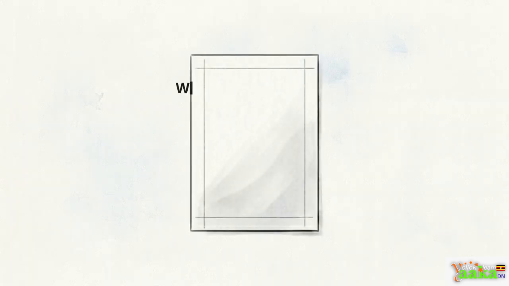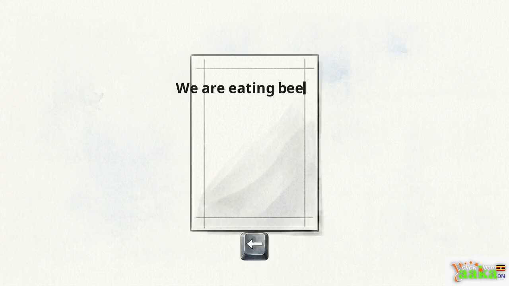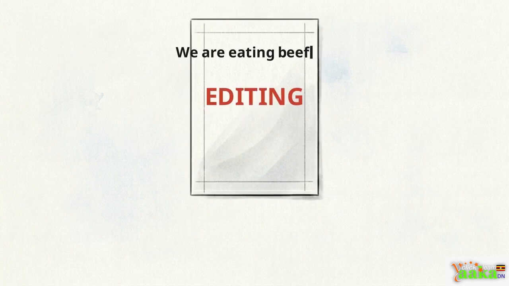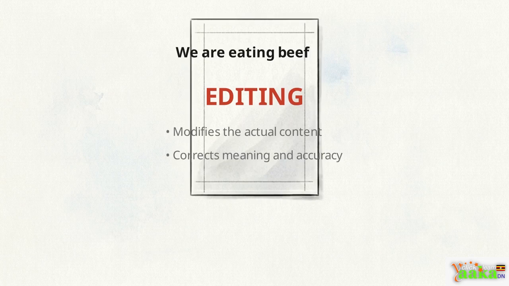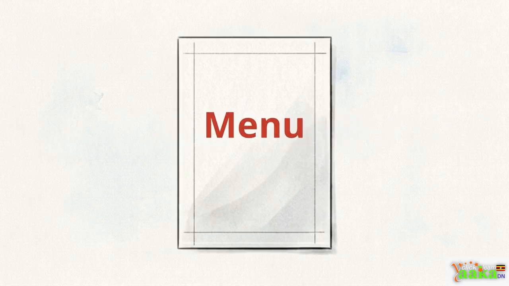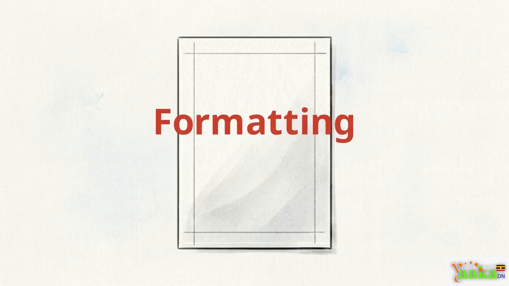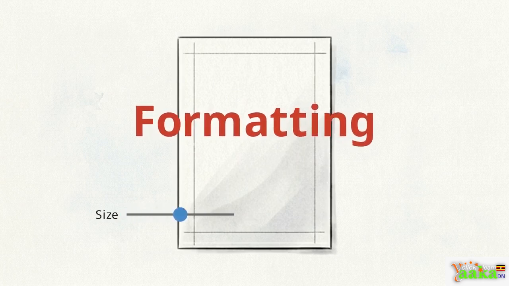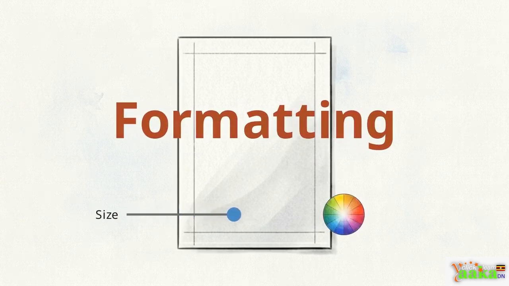Once you start typing, you will make mistakes. If you type, "We are eating beans," you can simply hit the backspace key to delete the wrong letters and type an F. We call this process editing. It is the act of modifying the actual content and correcting the meaning of your words. But getting the spelling right is only half the job. You also need to control how those words look. That is called formatting. Formatting changes the visual appearance of your text, like making it larger or changing its color, without altering the actual typed words.